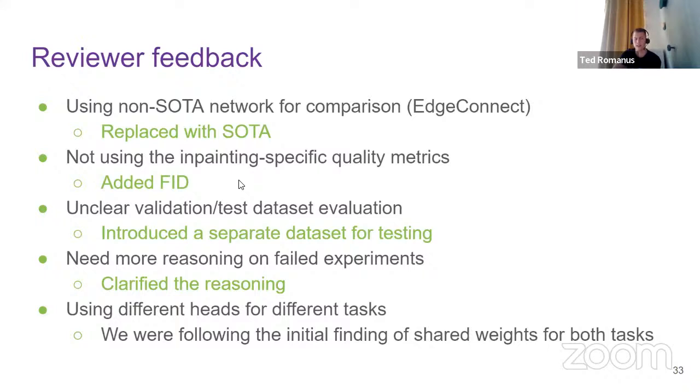I added generative-part-specific metrics, or a metric which is widely used in the in-painting field. I also introduced a separate data set for testing so that there's no confusion between the validation and test data set. And I clarified more ideas on why I think the trainable projections didn't work well.